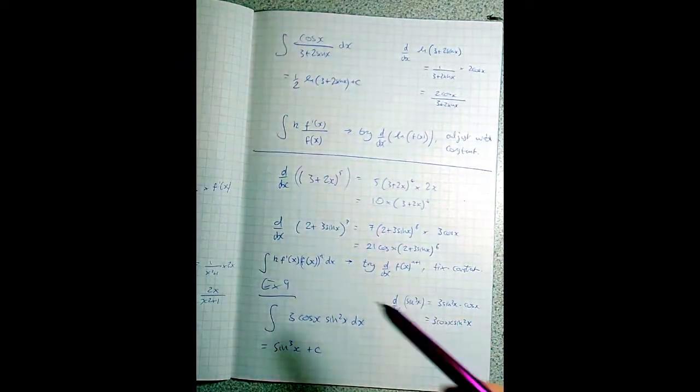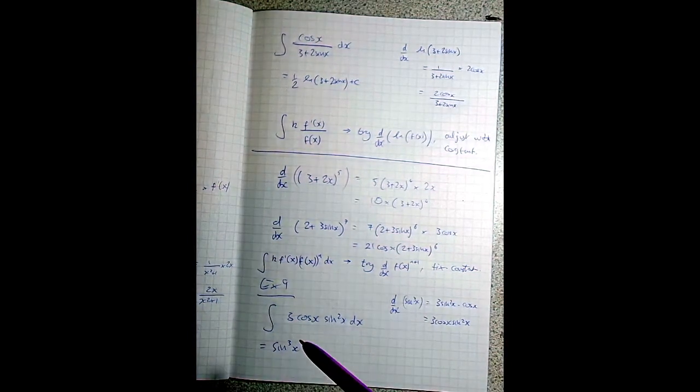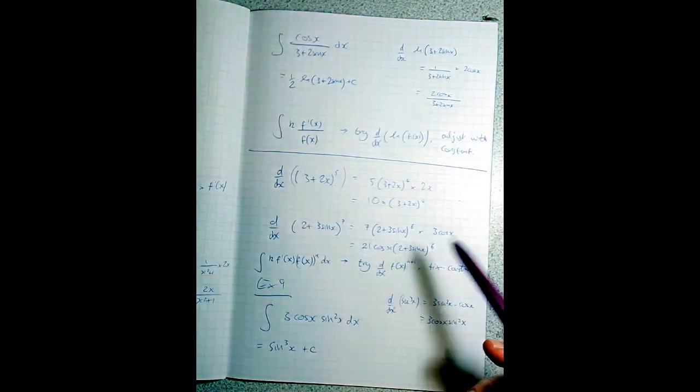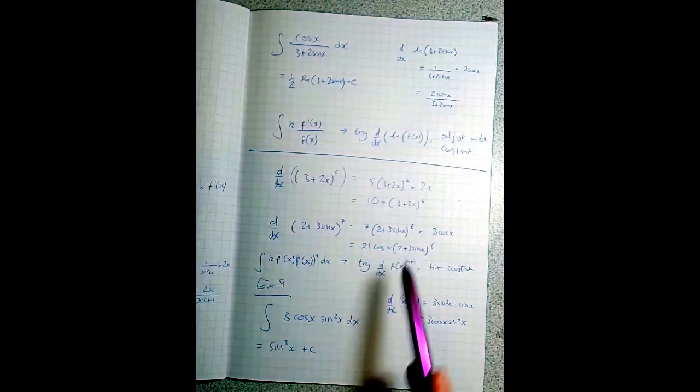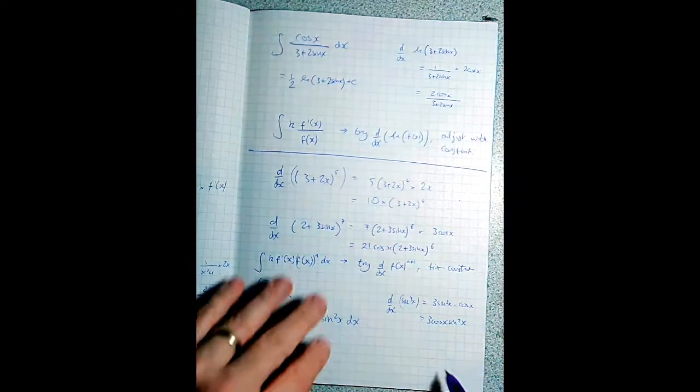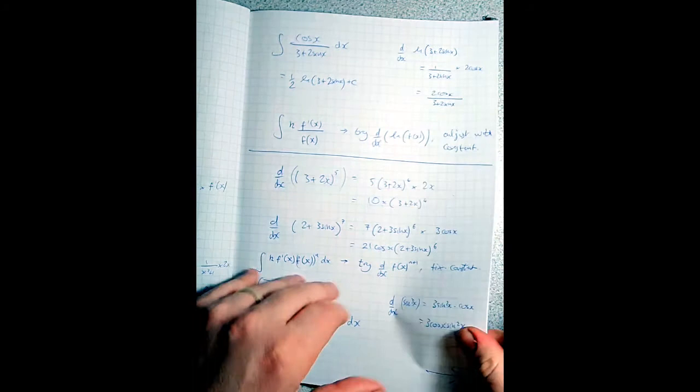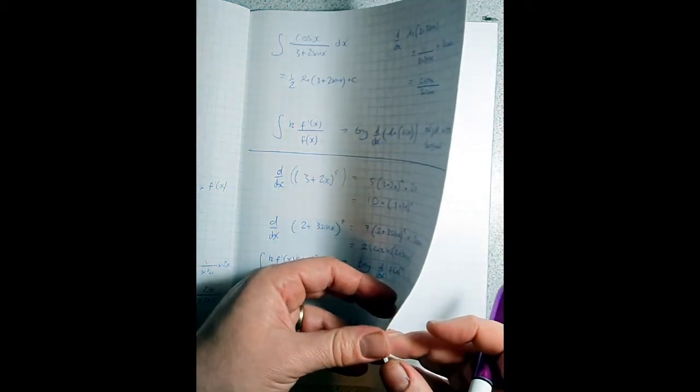And I think this is one of the most difficult methods because you need to spot, I've got a product of two things and one is the derivative of the other. Let's do the rest of example 9, part B.